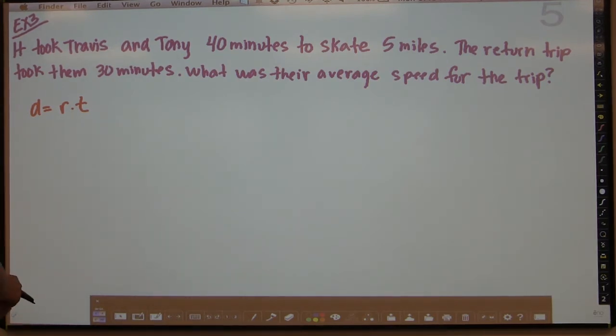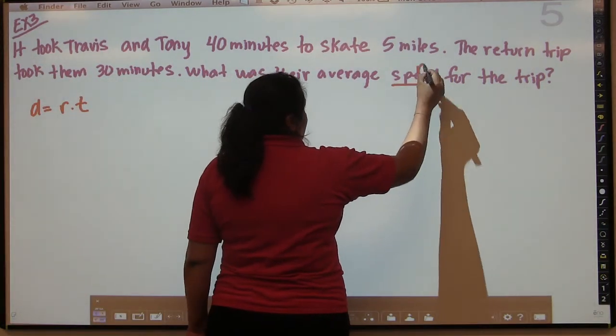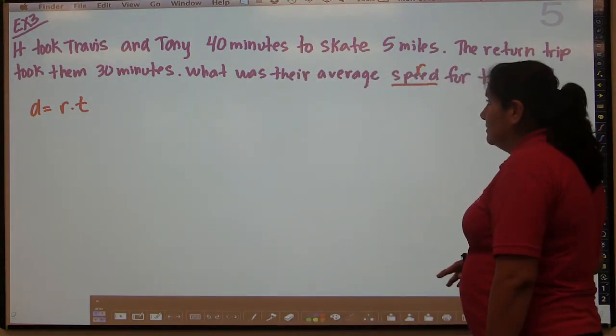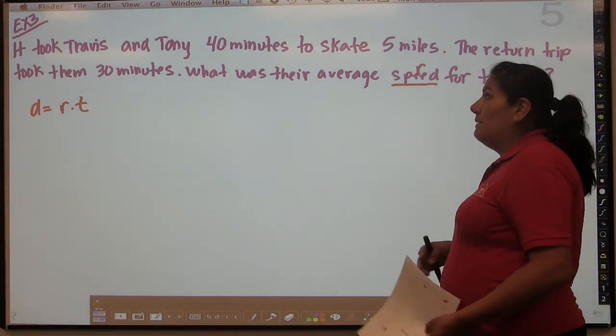It says, it took Travis and Tony 40 minutes to skate 5 miles. The return trip took them 30 minutes. What was their average speed for the trip? And usually when we do rate, speed is the same thing as rate, so that's our rate right there. But we can also see from the problem that the distance is given in miles. And usually when we have miles, we talk about miles per hour, not miles per minute.